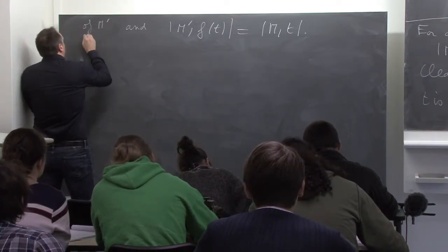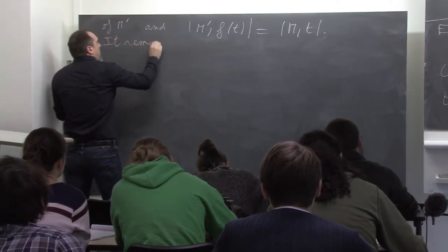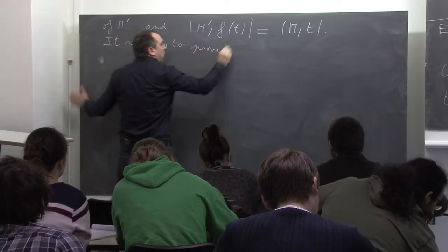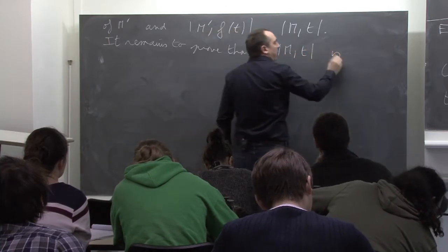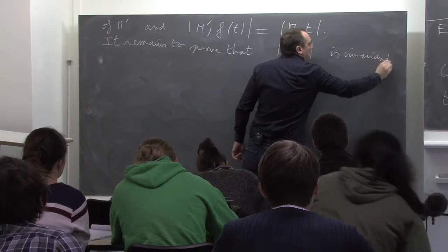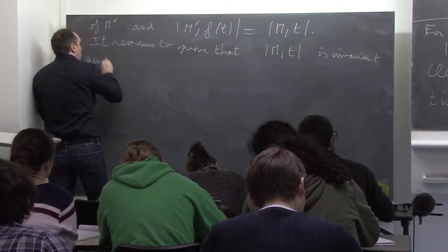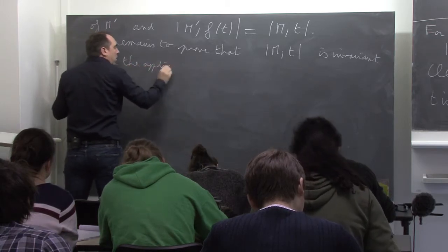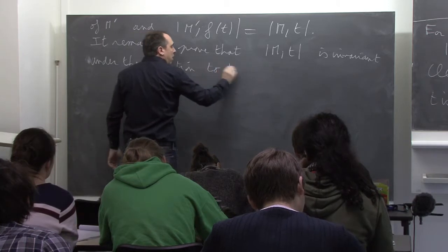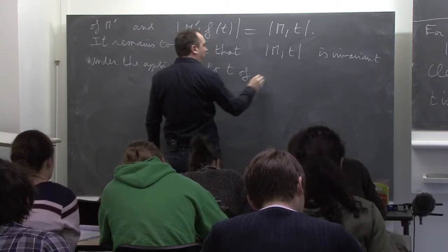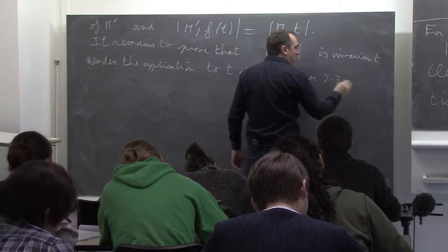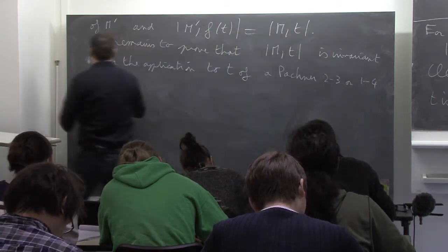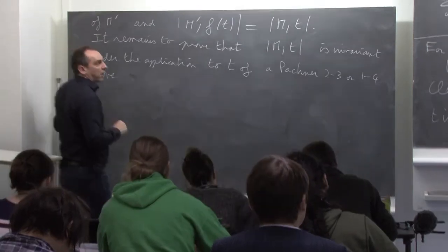So what we need to prove is that this sum is invariant under the application to T of a Pachner 2-3 or 1-4 move. Okay, so let us check this, and of course we will use these identities.